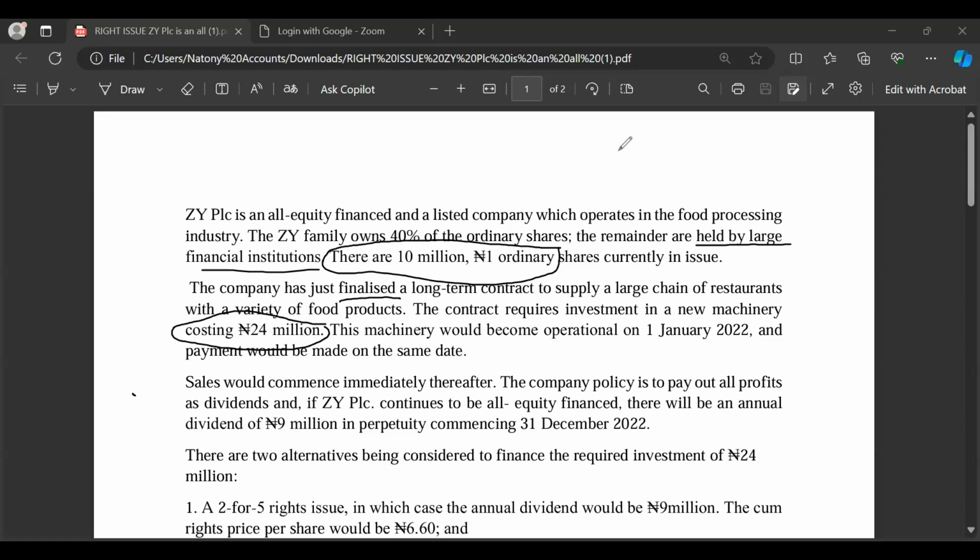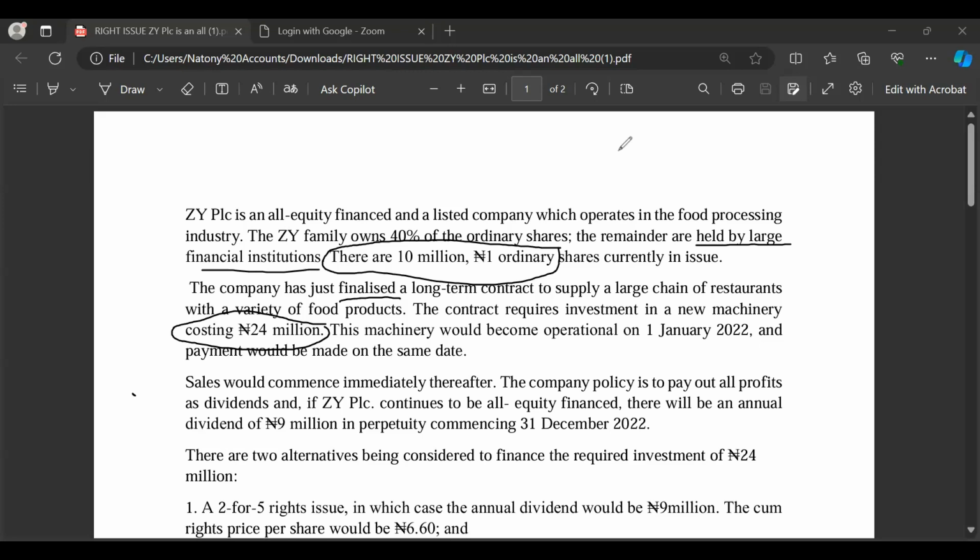The company policy is to pay out all profits as dividend. If XYZ PLC continues to be all equity financed, there will be an annual dividend of 9 million in perpetuity commencing 31 December 2022.